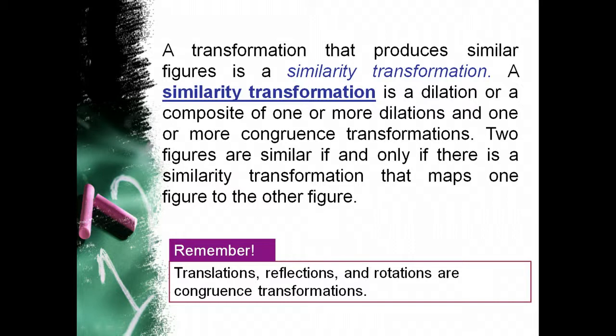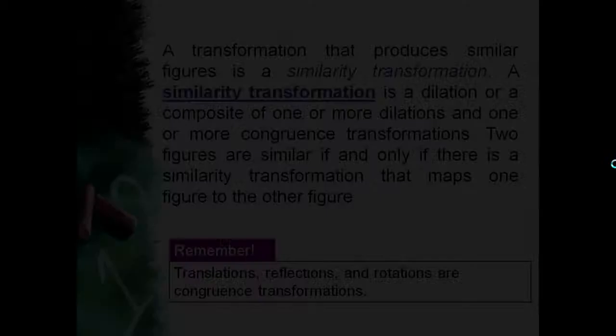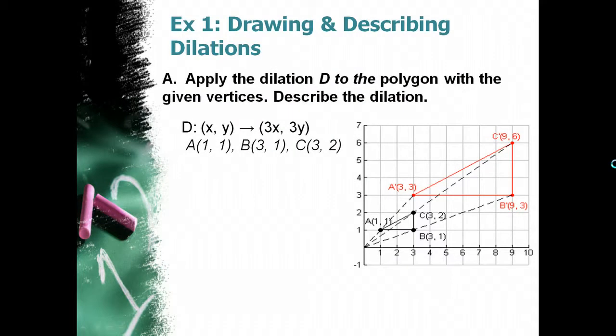Two figures are similar if and only if there is a similarity transformation that maps one figure to the other figure. Translations, reflections, and rotations are congruence transformations. Let's look at an example.